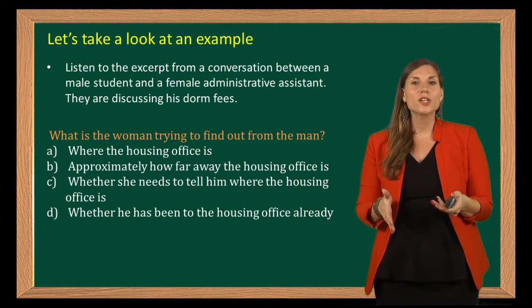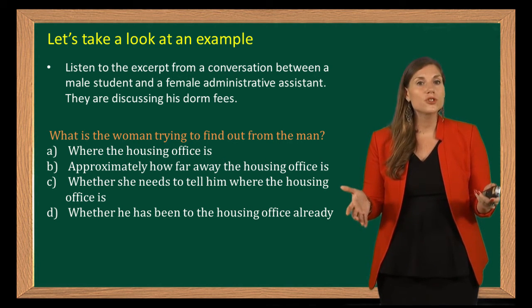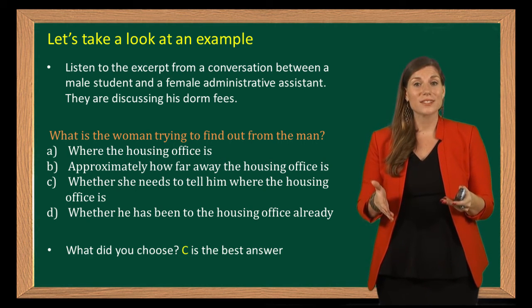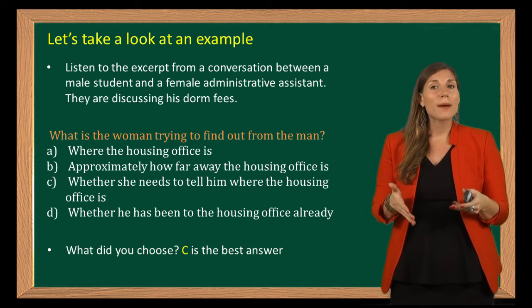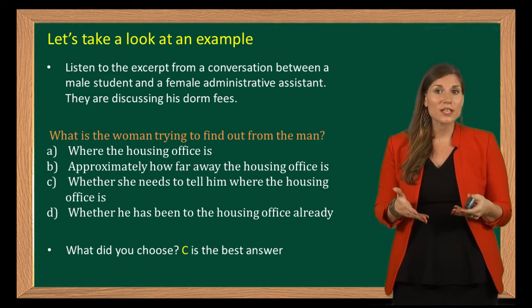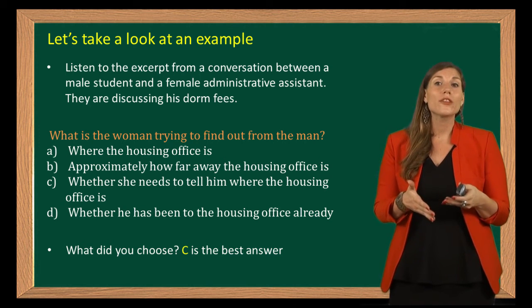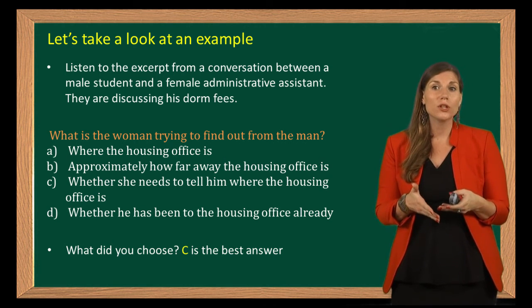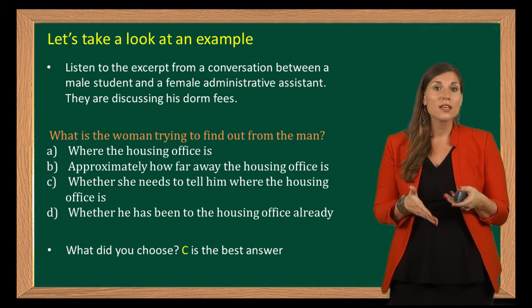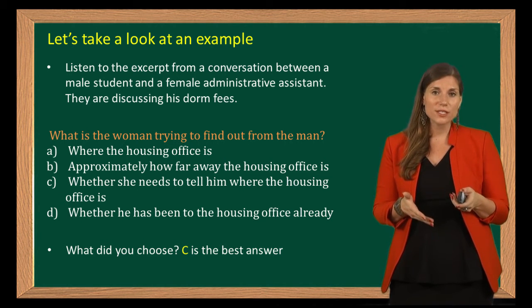Okay, so let's take a look at the correct answer. What did you choose? The best answer is C. The pragmatic function of the woman's question is to ask the man whether or not he needs to be told the location of the housing office. So, the correct answer is C.